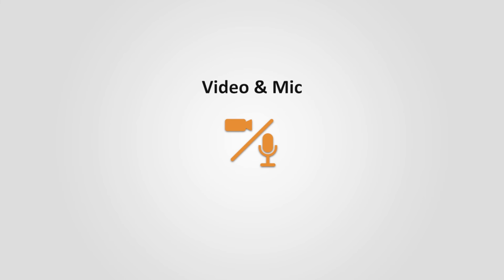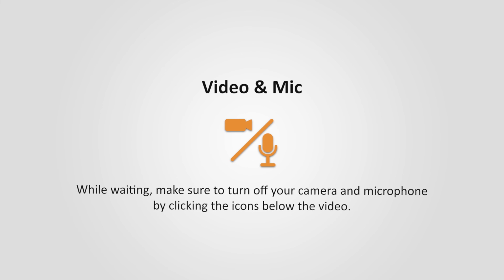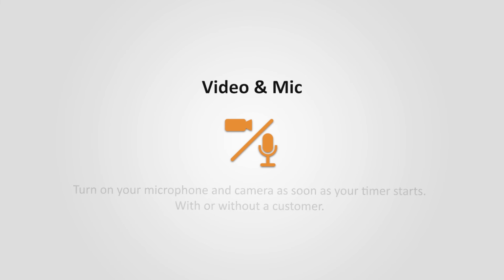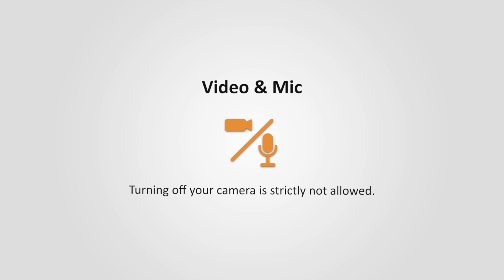Video and mic. We require you to be online 2 to 3 minutes before your class time. We have to ensure that your equipment is working properly, and we can also replace you if we need to. While waiting, make sure to turn off your camera and microphone by clicking the icons below the video. Turn on your microphone and camera as soon as your timer starts, with or without a customer. Turning off your camera is strictly not allowed unless we ask you to.